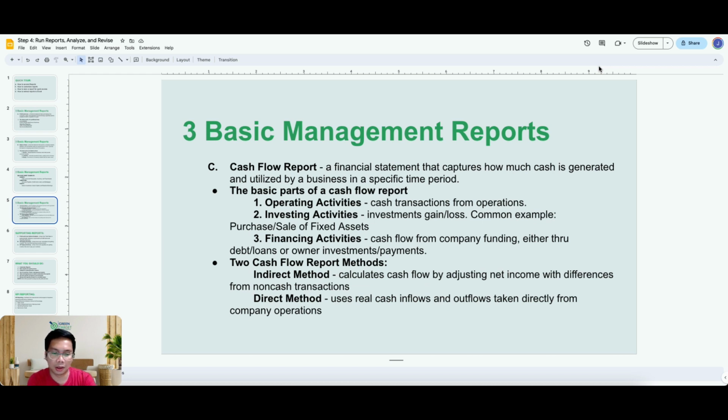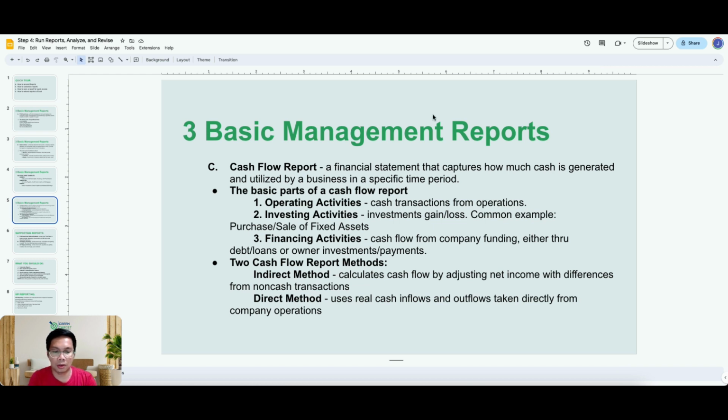Direct method uses the real cash inflows and outflows from company operations, which means you take the real sources of inflows of cash and the real payments that are the outflows of cash. So, collection from sales are direct cash inflow, and payments of expenses are direct cash outflow. So, naturally, direct method is more understandable to the business owner. You can easily understand direct method because it takes your sales or cash collection going in, and then your cash payments for expenses going out, and you will have the net cash flow at the end.